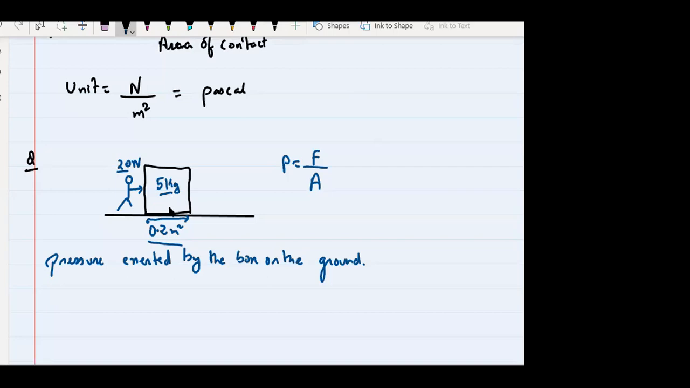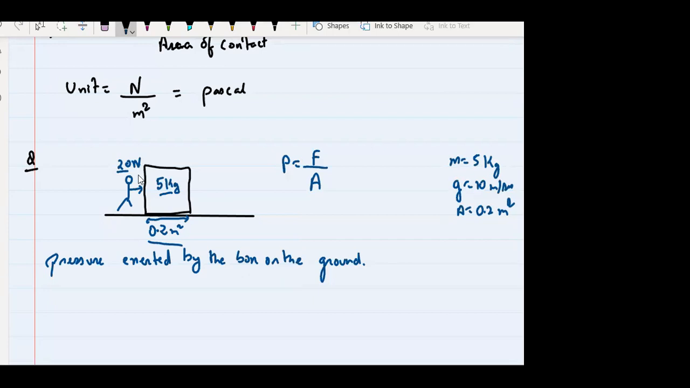This is 5 kg, na? So write down: mass is equal to 5 kg. Acceleration due to gravity is 10 meter per second square. Area is 0.2 meter square, right? Ayana, step by step, very good.